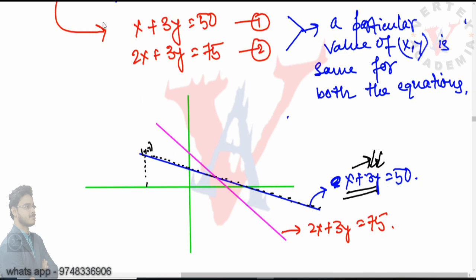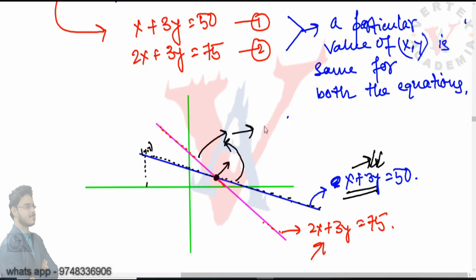And if we see the pink graph, then every point on this pink graph is also a possible solution of this 2x plus 3y equals 75. Now we have to find a particular value of x and y which is the same for both the equations. Now if we look at the intersecting point, this point lies on the pink graph and also on the blue graph.